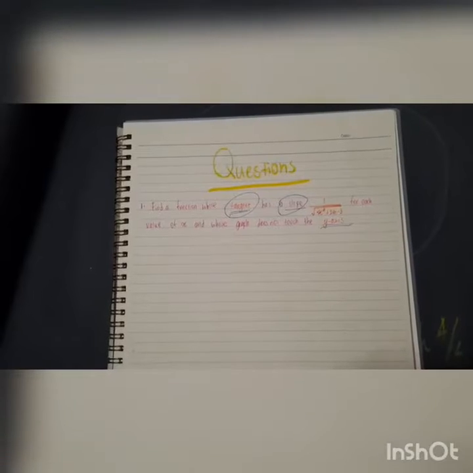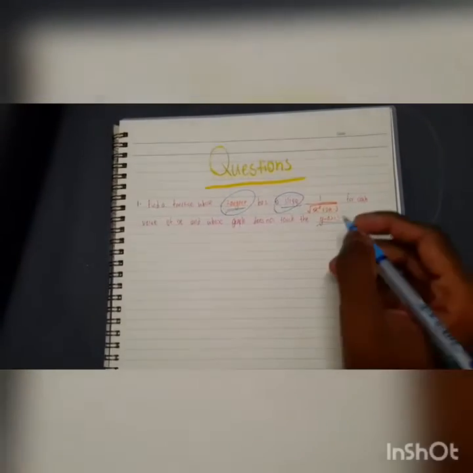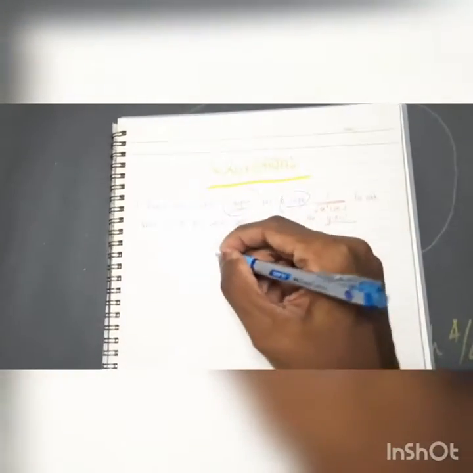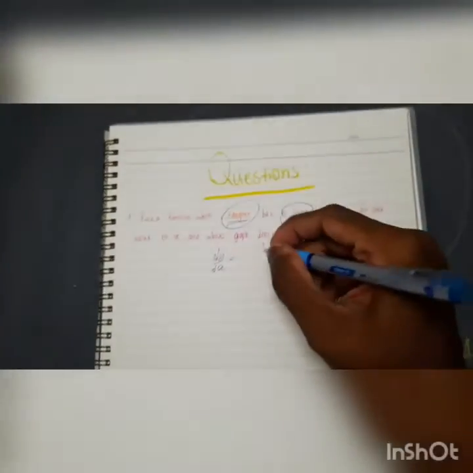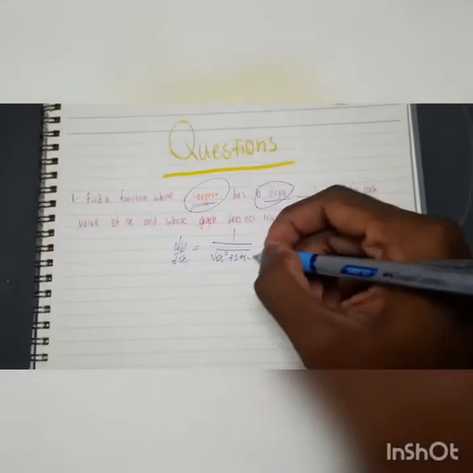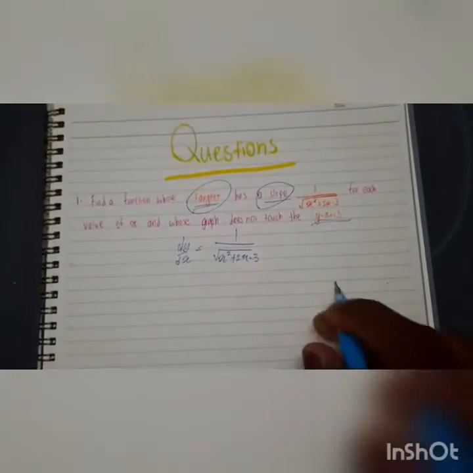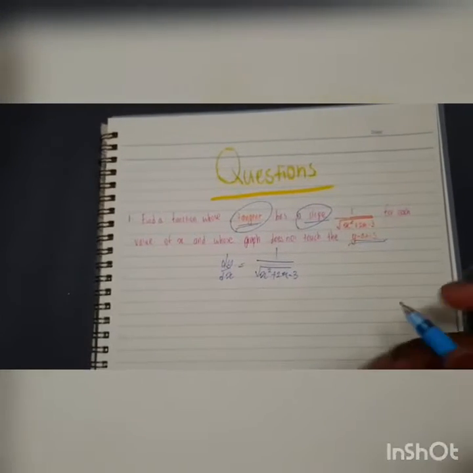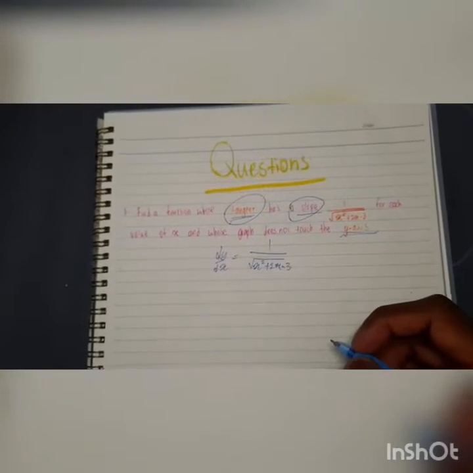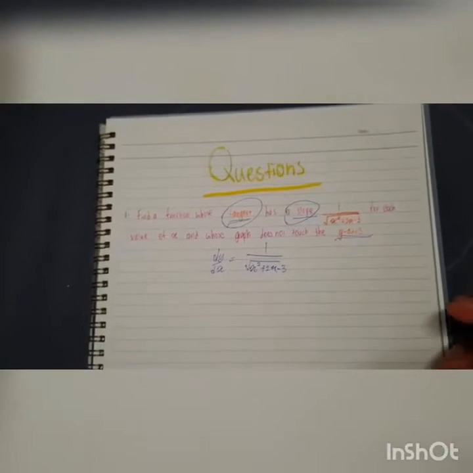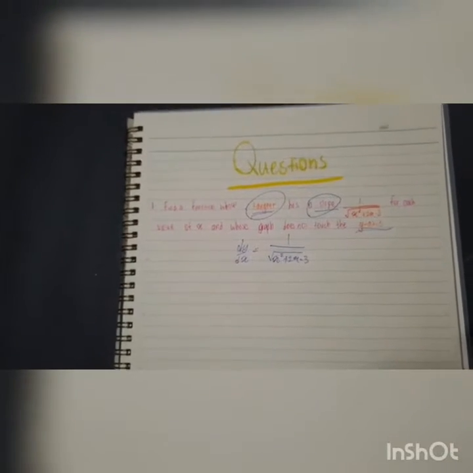of a function. So the derivative of the function would be 1 over x squared plus 2x minus 3. So basically dy over dx equals 1 over square root of x squared plus 2x minus 3. So in order for us to get the equation of the graph, we will have to integrate dy/dx, because the opposite of differentiation is integration.